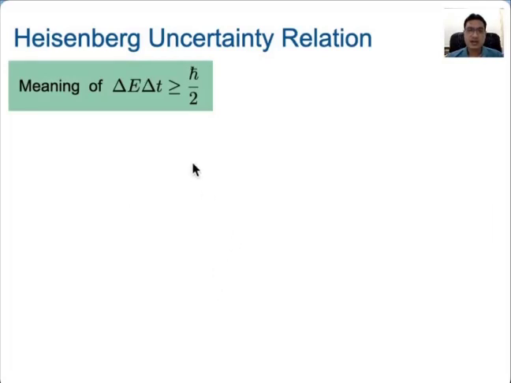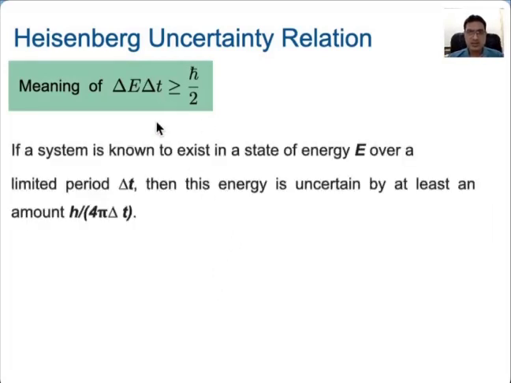The same we can say about the energy-time uncertainty. Let's say a system is known to exist in a state of energy E over a limited period of time delta t. It means that this energy is uncertain by an amount h divided by 4 pi times delta t. This is clear from here: the uncertainty in energy is h cross divided by 2 times delta t, and h cross is h over 2 pi, so that's why it is h over 4 pi times delta t.